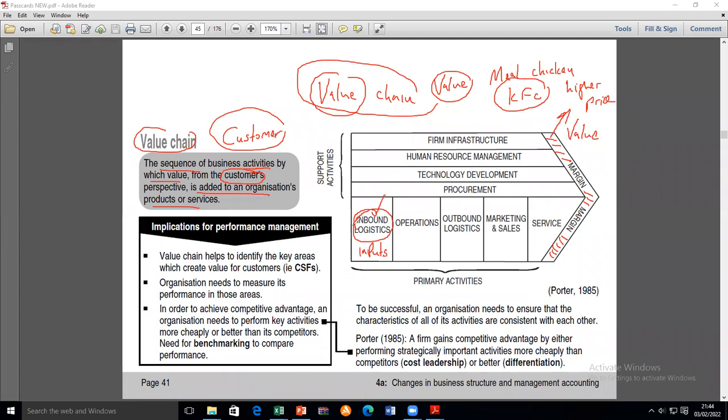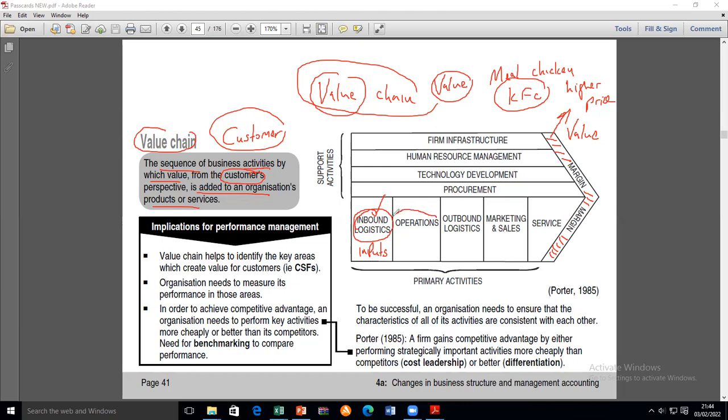So there must be somebody or an activity which is purely responsible for bringing the inputs together. And these inputs must be in place at the right time. The right amounts, right quantity, right quality. So everything must be in place. Only then can operations go on well.